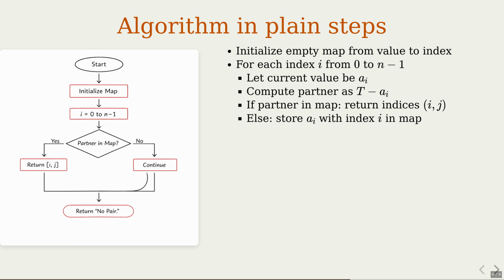If the partner is there, you know both indices, i for the current value and j for the stored one, and that is your answer. If not, you add the current value and its index into the map and move on. So the map is always one step behind, holding only values from earlier positions, which guarantees the indices will be different. Finally, if you reach the end of the loop with no match, you return whatever your language or problem specification uses to signal that there is no solution.